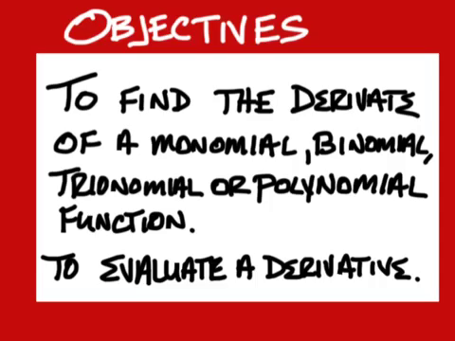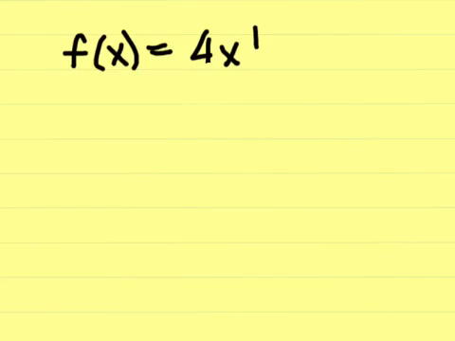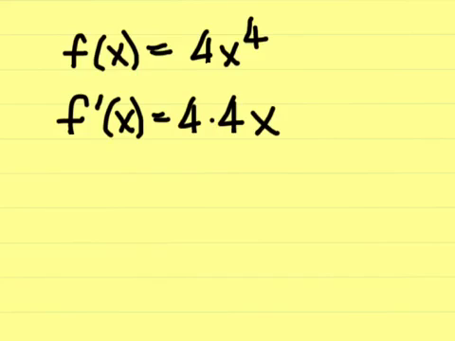Today's objective: to find the derivative of a monomial, binomial, trinomial, or polynomial function, and to evaluate a derivative. In this example, we are going to find the derivative of the function 4x to the fourth. So f prime would be 4 times 4x to the third, which comes out to be 16x to the third.